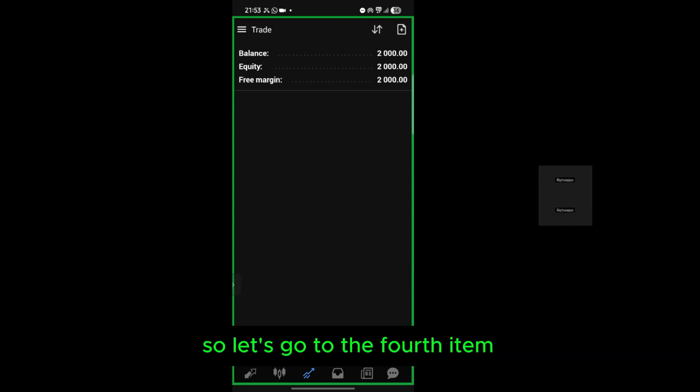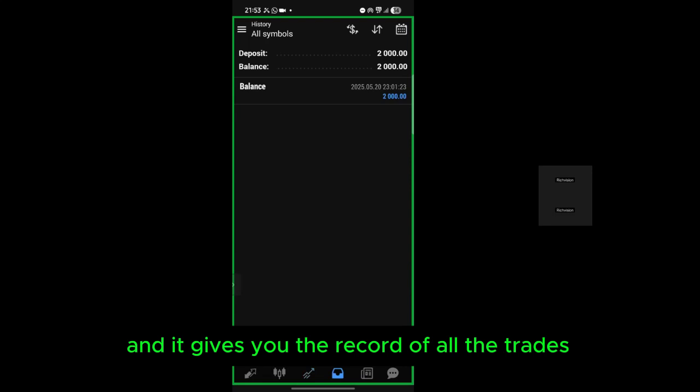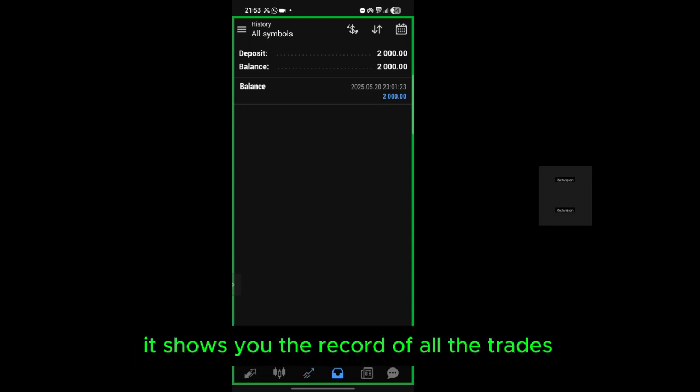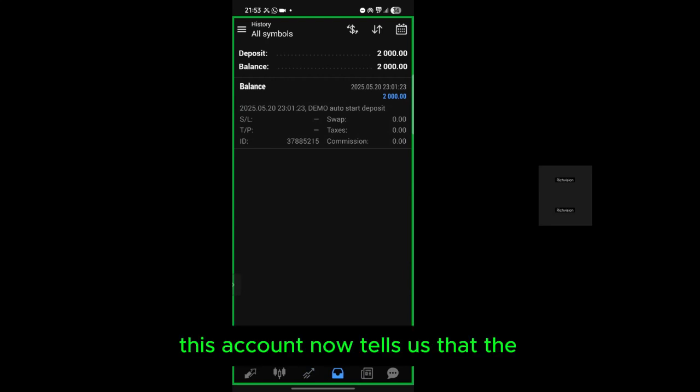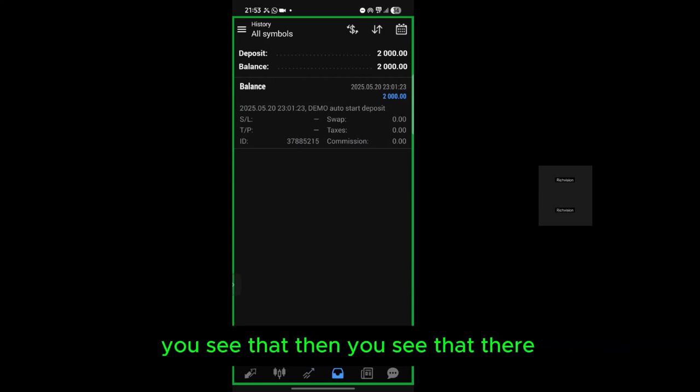So let's go to the fourth item, the one that looks like a trade below. Let's look at that. When I click on that, this tells me the deposit and my balance, and it shows you the record of all the trades. If you look at this date, this account tells us that this account was funded $2,000 on the 20th of May. You see that.